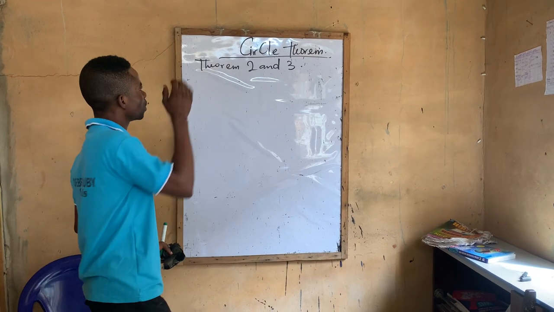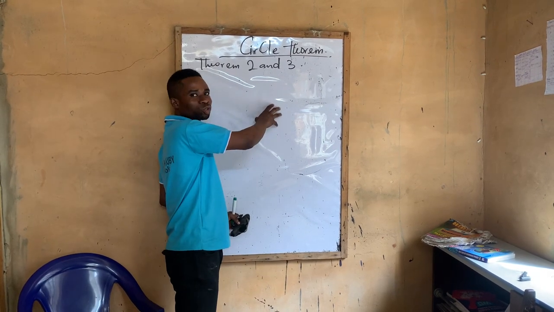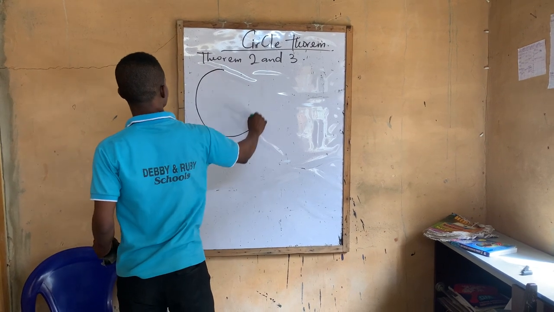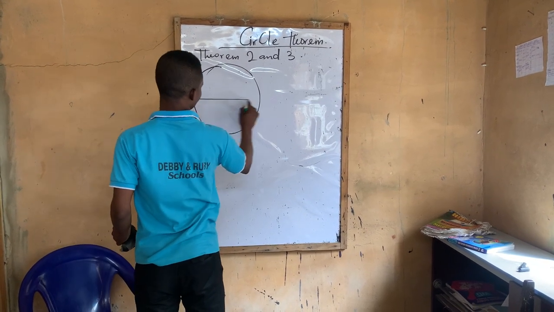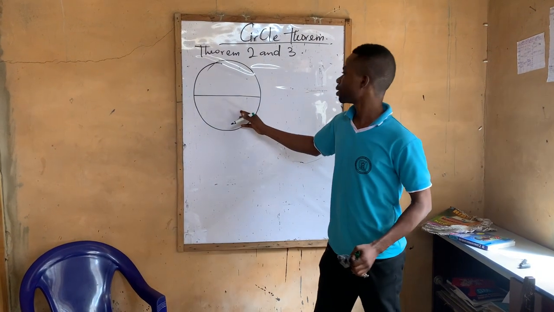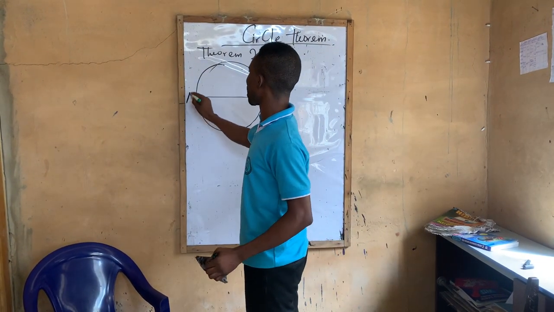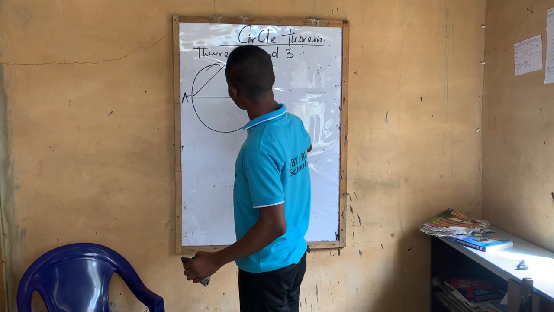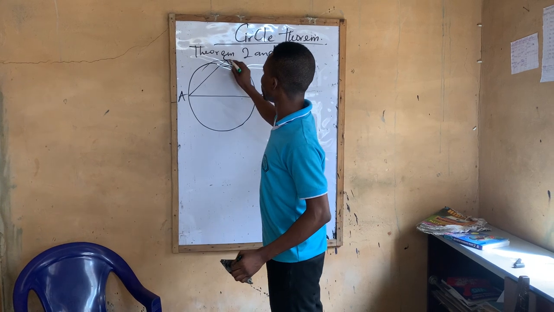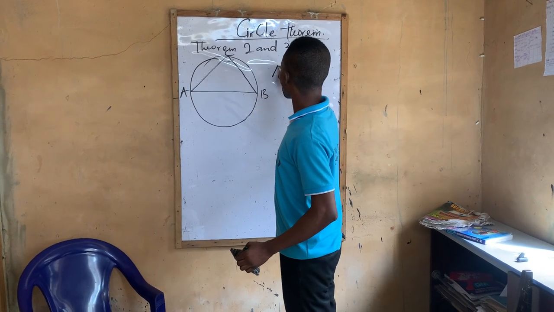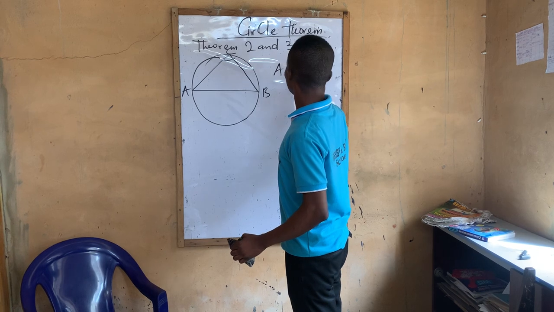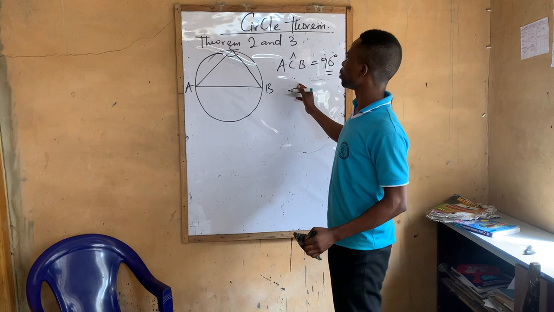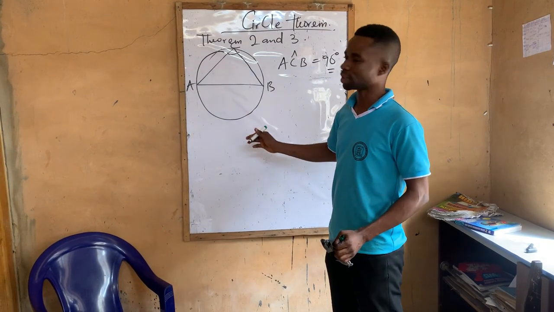Now, today I'll be taking theorem 2 and 3 together under the circle theorem. For theorem 2, if this line is a diameter, let's say line AB is a diameter, any angle that subtends it, as I could see here, that means angle ACB, will be 90 degrees. That means any angle that subtends a diameter is always 90 degrees.